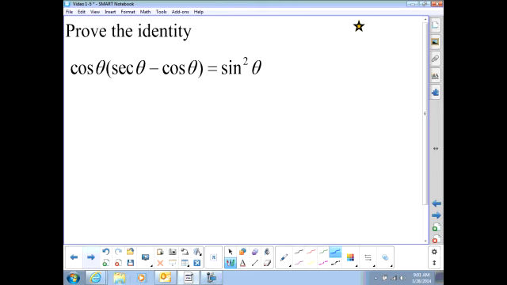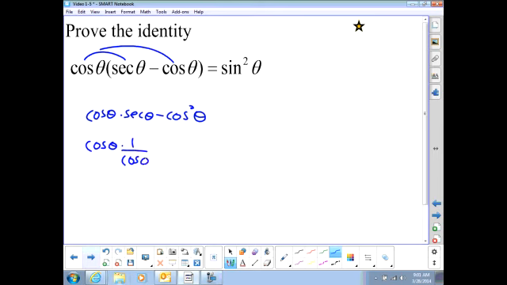Like if you have something in front of a parenthesis, we're going to distribute it. If you have fractions that are added or subtracted, you're going to get a common denominator. So the same type of things you would do in a regular problem you would do when you have trig functions. So we'll distribute our cos theta. So we'll have cos theta times secant theta minus cos squared theta. Well, secant theta is just 1 over cos theta. So we'll have a cos theta that will cancel out, and we'll be left with 1 minus cos squared theta.